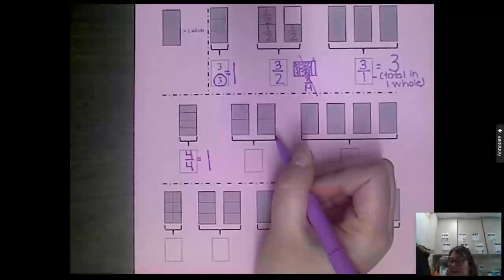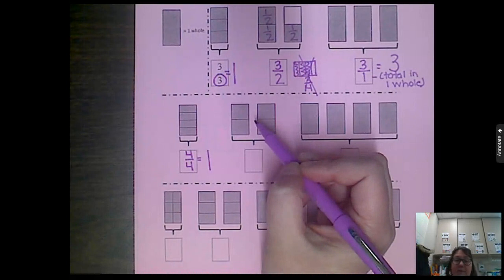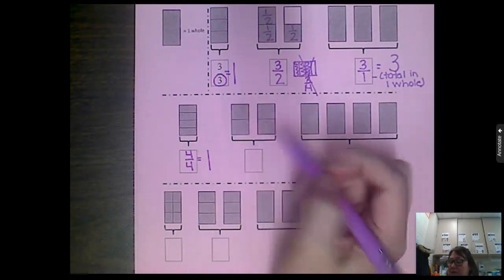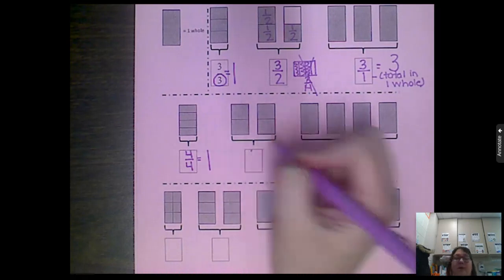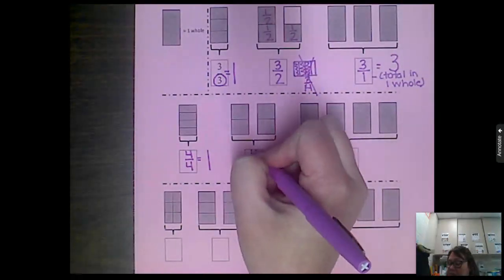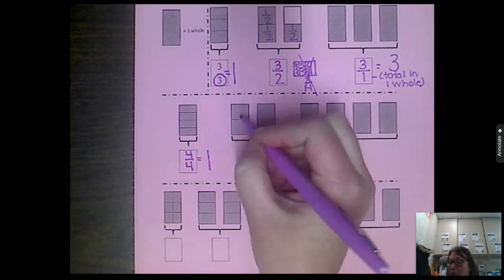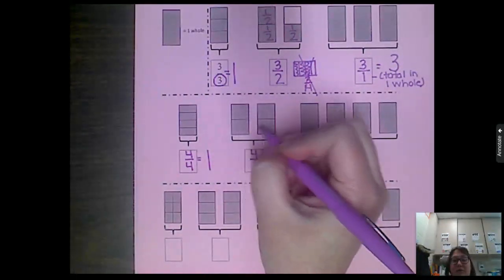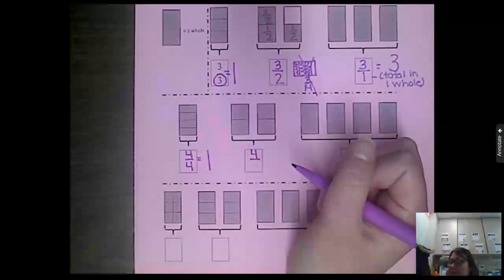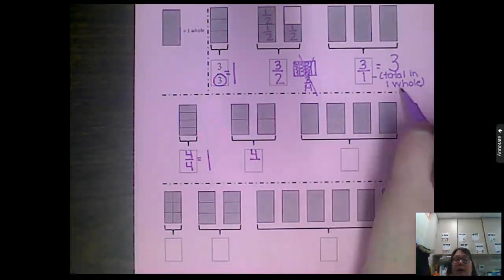All right, look at the next one. How many total pieces are there? 1, 2, 3, 4. There's 4 total. Well, how many total pieces shaded? There's 4 total pieces shaded. That's what I was going for. I'm looking for that numerator. So the total number of pieces shaded, 1, 2, 3, 4 pieces shaded. And that bottom number is the total number of pieces in one whole.